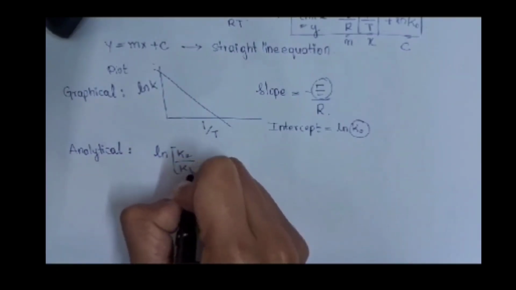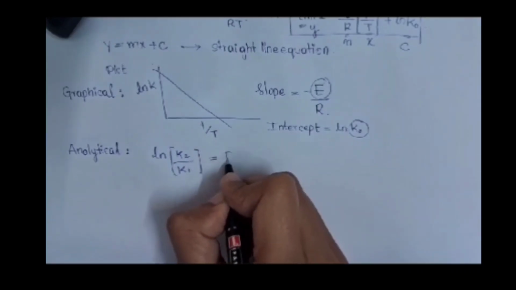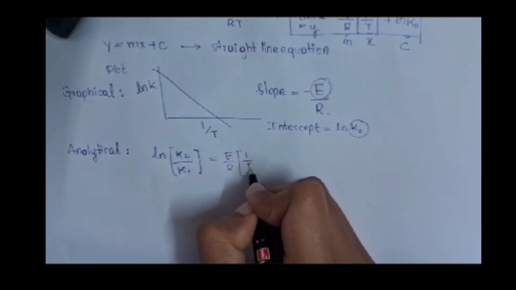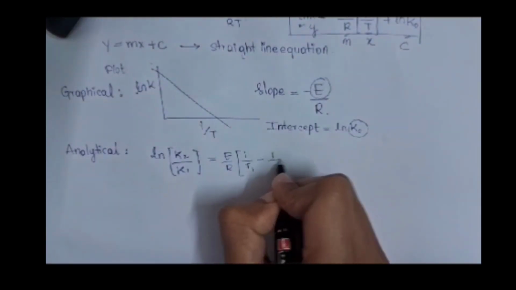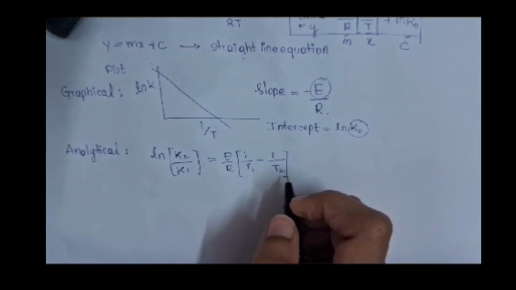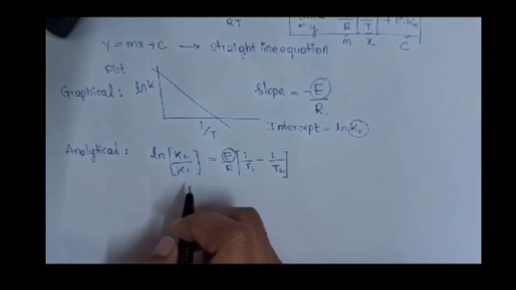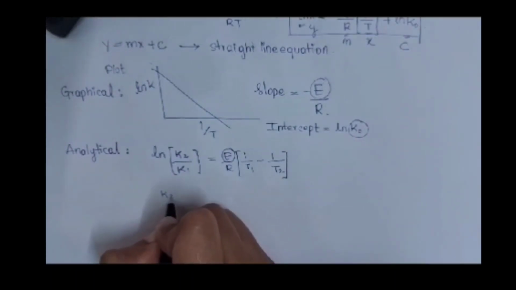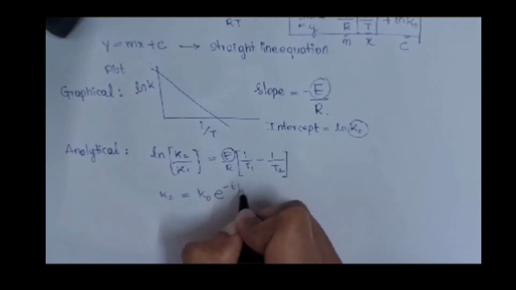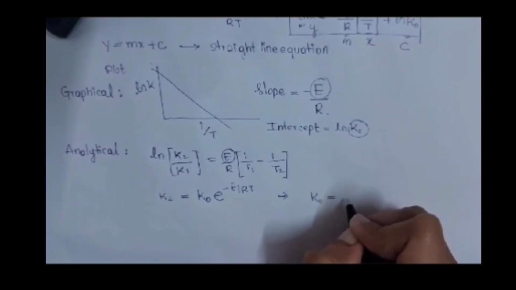To solve by the analytical method, we can use the formula ln(k2/k1) = E/R × (1/T1 − 1/T2). From this formula, we can find the activation energy. And by the formula K2 = K0 e^(−E/RT), we can find the value of K0 analytically.